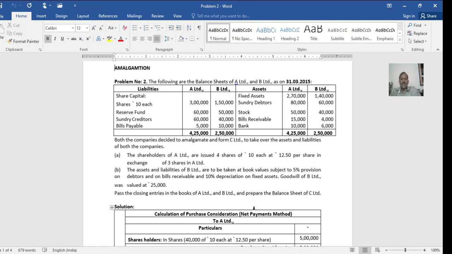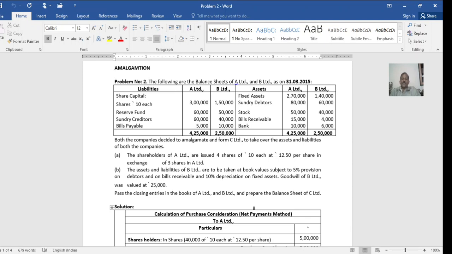The assets and liabilities of B Limited are to be taken at book value, subject to a 5% provision on debtors and bills receivable. Then 10% reduction on fixed assets. Goodwill of B Limited was valued at rupees 25,000. Pass the closing journal entries in the books of A Limited and prepare the balance sheet of C Limited. This is what is asked. So, A Limited and B Limited are transferor companies.